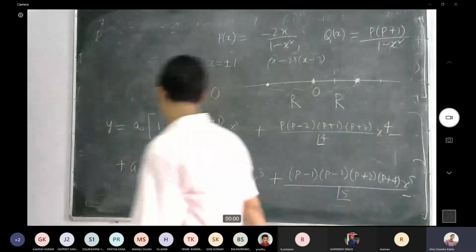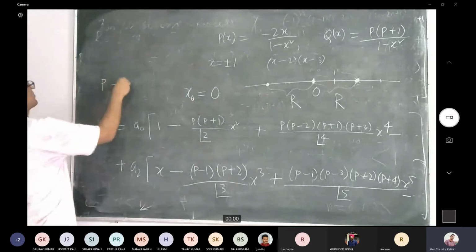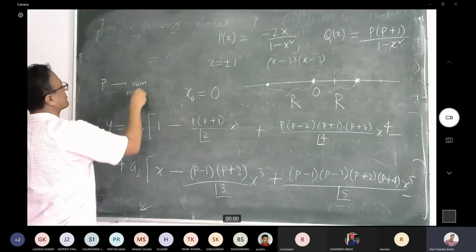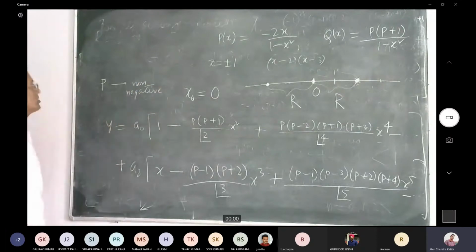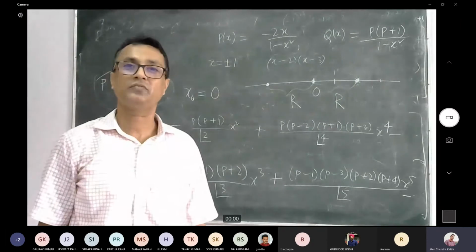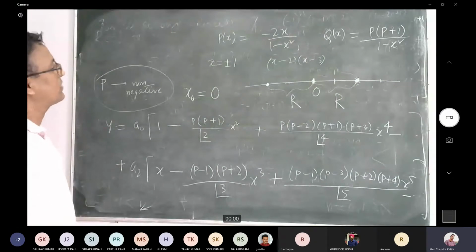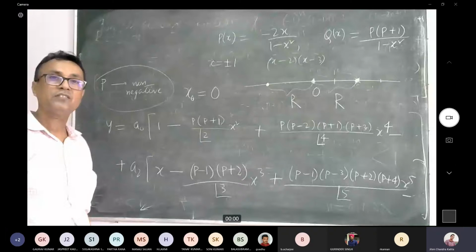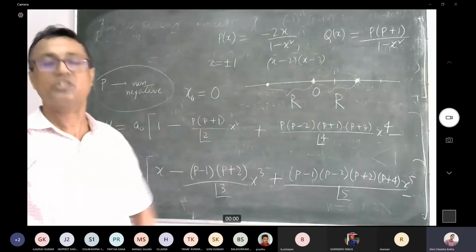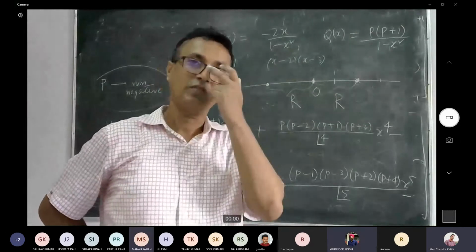Now I have already told you that p is non-negative. So that leaves us with the option that p can be either a fraction or an integer. If p is a fraction, then definitely all these coefficients will be non-vanishing. Are you getting my point?